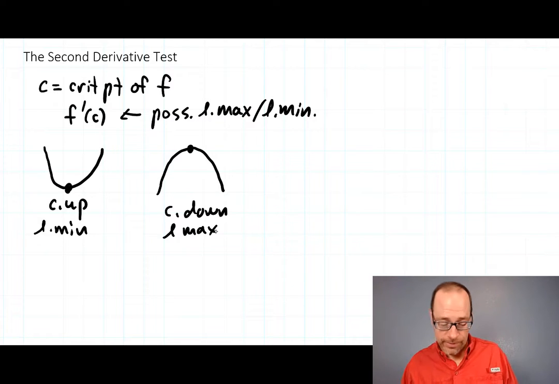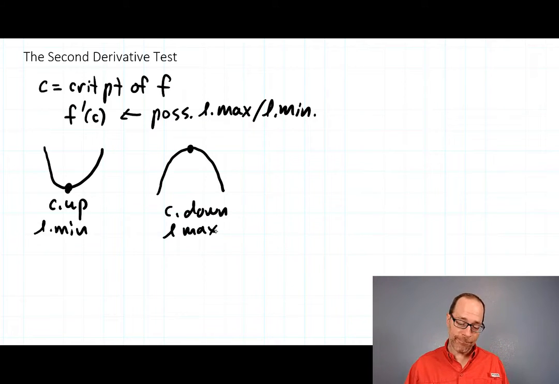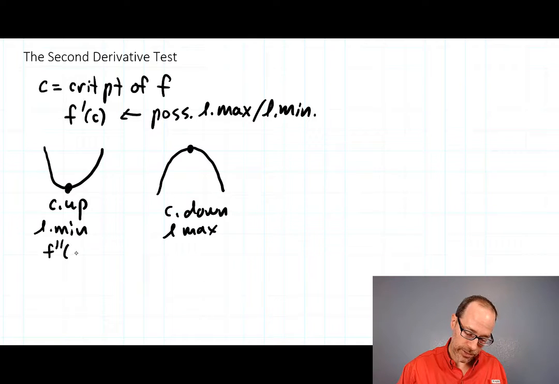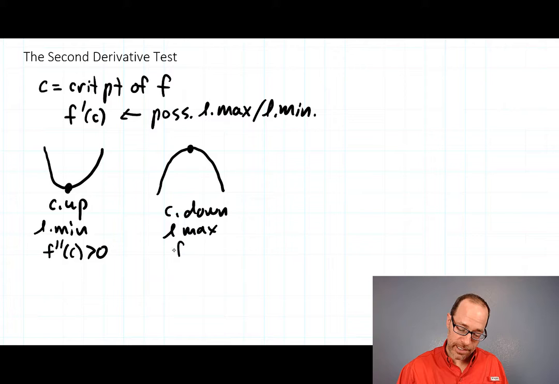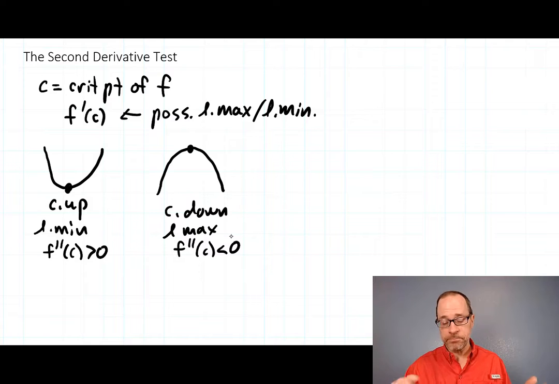So the second derivative test is just going to say that if you have a critical point and the second derivative is positive, so here it means the second derivative at c will be bigger than 0, then you have a local minimum. Whereas if you have a critical point and the second derivative at that point is negative, and it's concave down, you'll have a local maximum.